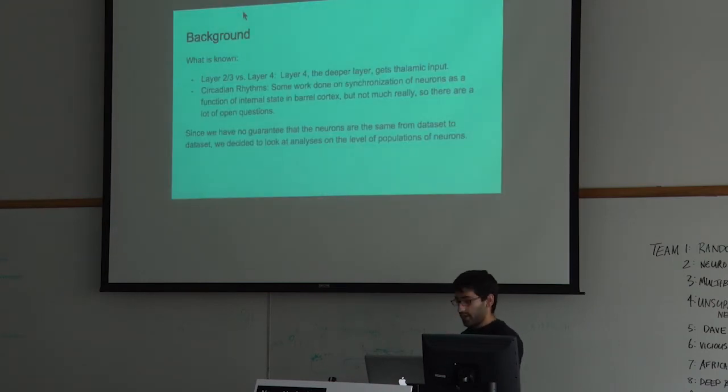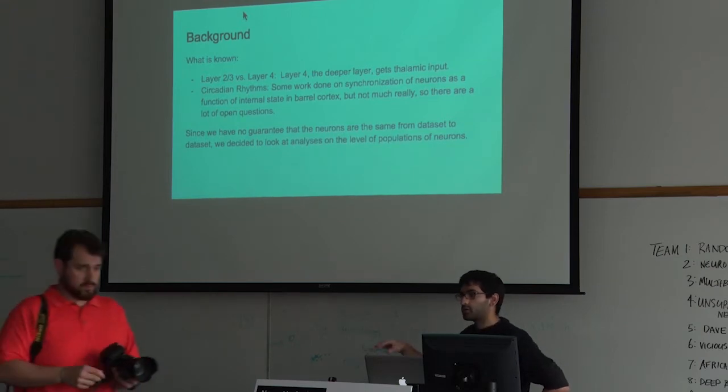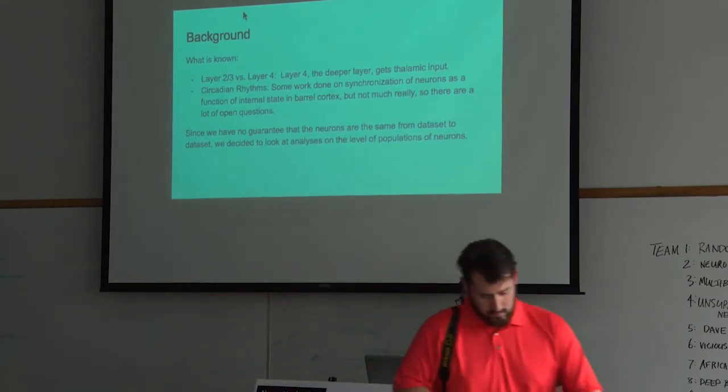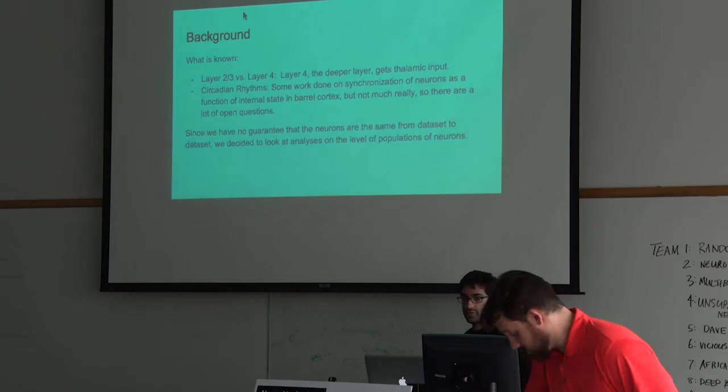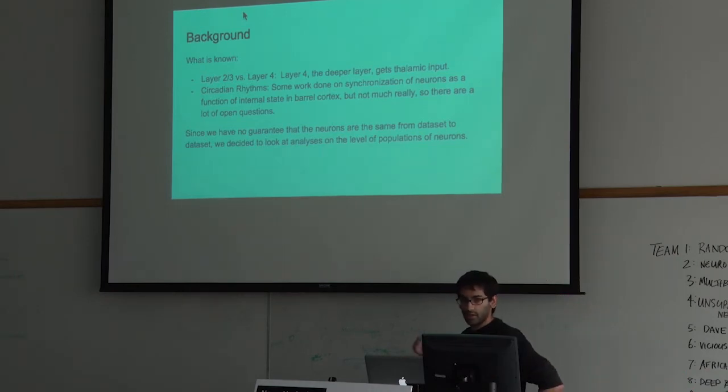Just to give you the tiniest bit of background, what is known is that layer four, the deeper layer, gets the actual thalamic input. So you should see some sort of differences in the wiring between cortical depths. And then there's been very preliminary work on how circadian rhythms affect sensory cortex and barrel cortex, but there are so many open questions.